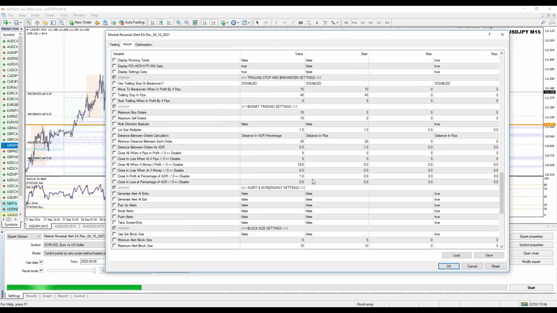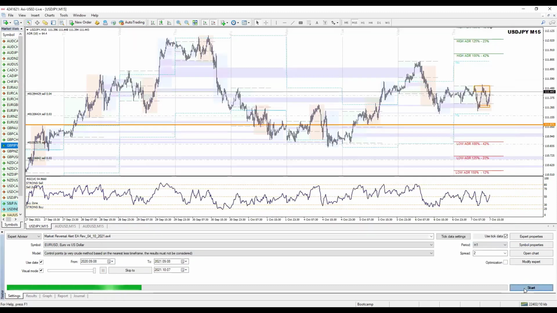And I've told it basically to either target one ADR move in the opposite direction, or when I get to £10 in profit, bank it. And I've told it to get in roughly half an ADR apart. So I'm asking it to space my positions out fairly nice and evenly for me. And I want it just to target an ADR in the opposite direction. All right, so let's have a look at this and see what it does.